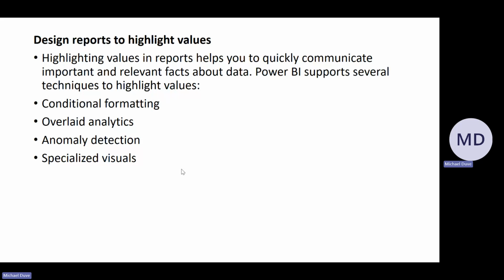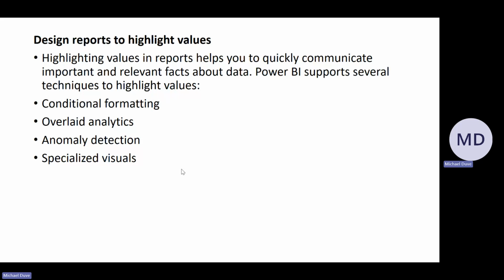Then you can also have the third one, that is, Power BI supports several techniques to highlight values, that is anomaly detection. Power BI offers built-in capabilities for anomaly detection, which can automatically identify unusual patterns or outliers in your data. So anomaly detection can help highlight values that deviate significantly from the norm, allowing users to investigate further, right? So you also have specialized visuals.